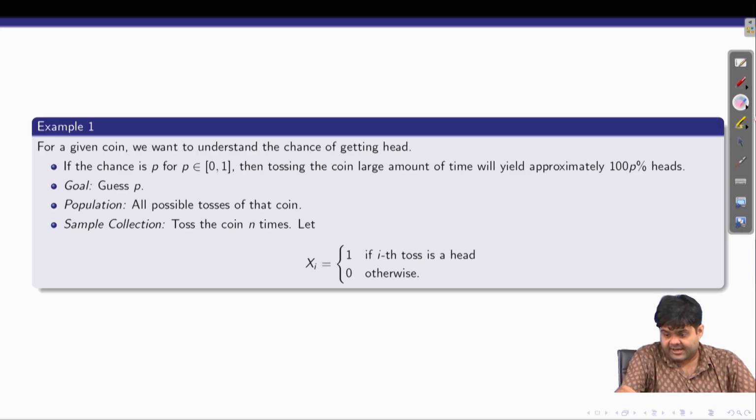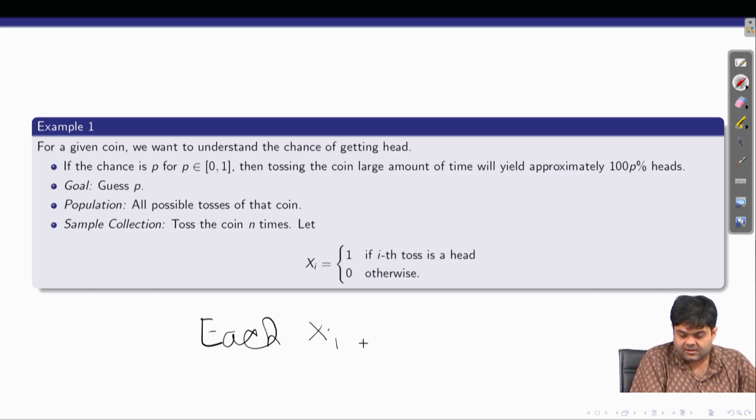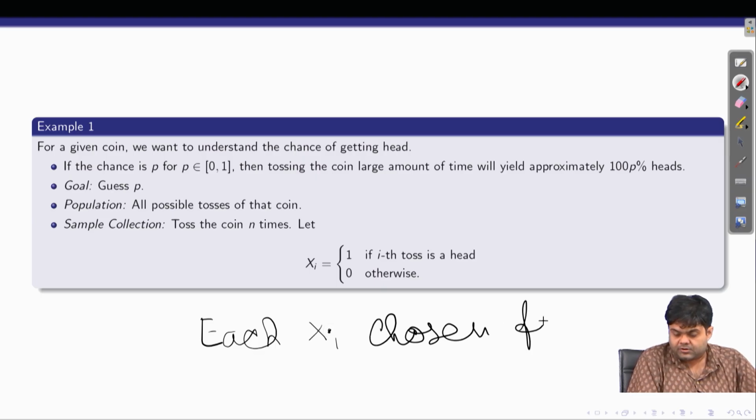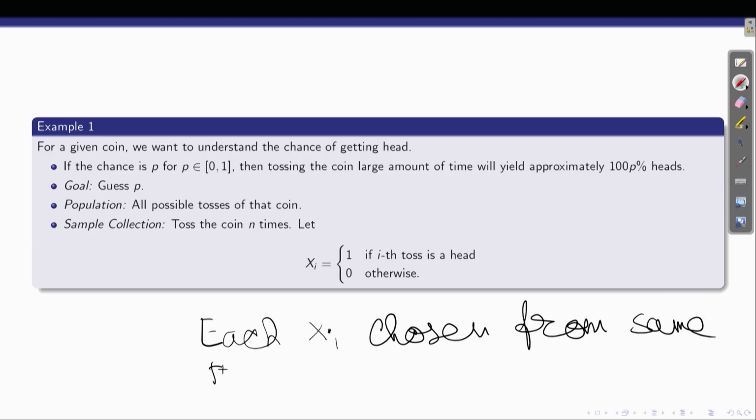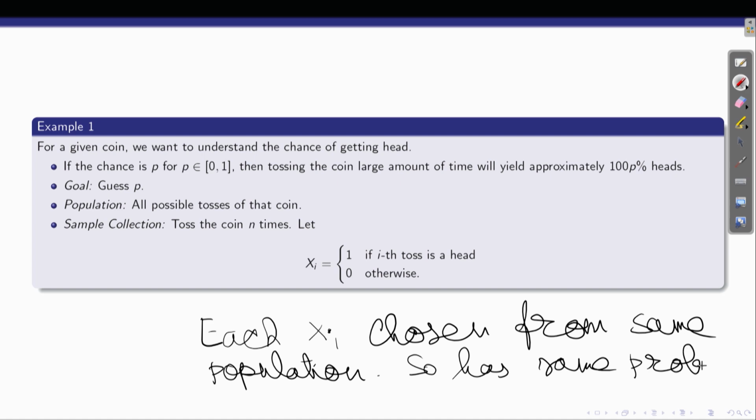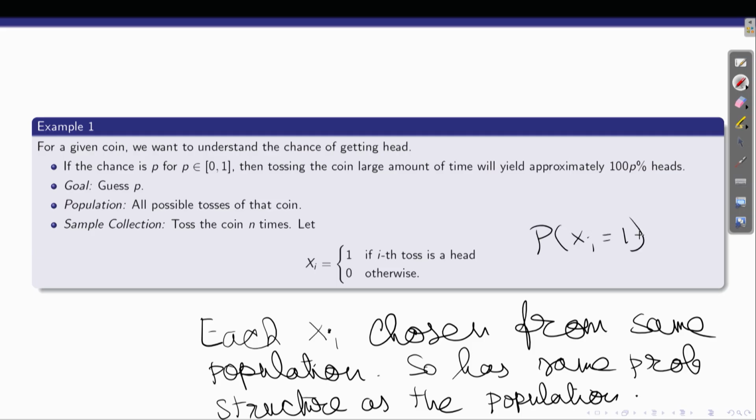This X is a random variable, and note that each Xi you are choosing from the same population. Each Xi has the same probability structure as the population. I mean, probability Xi equal to 1 is nothing but the head probability of the coin, which is just P. It is just that you do not know P. There is no obvious way of knowing P.